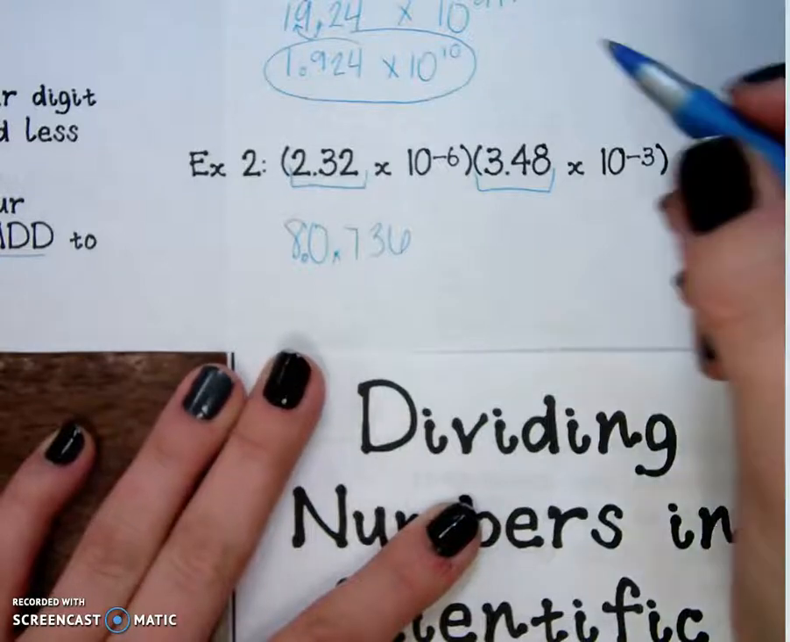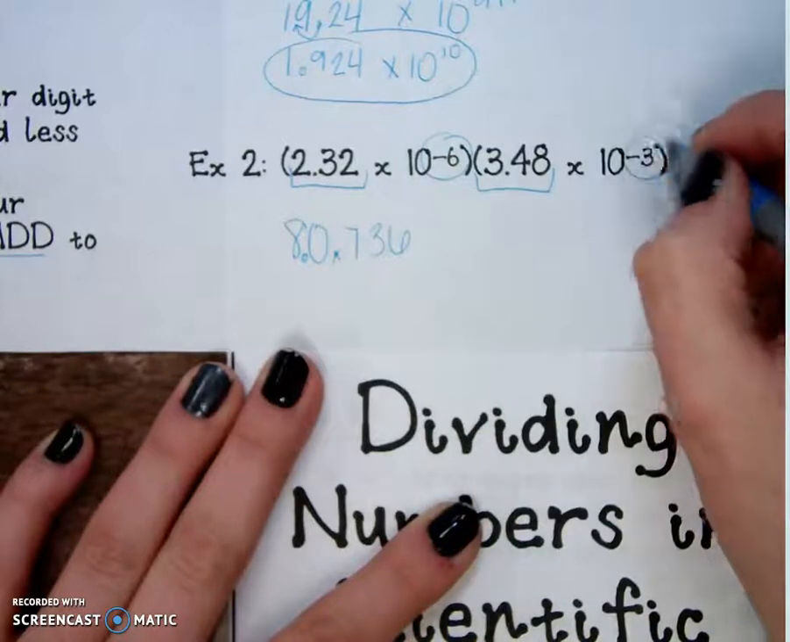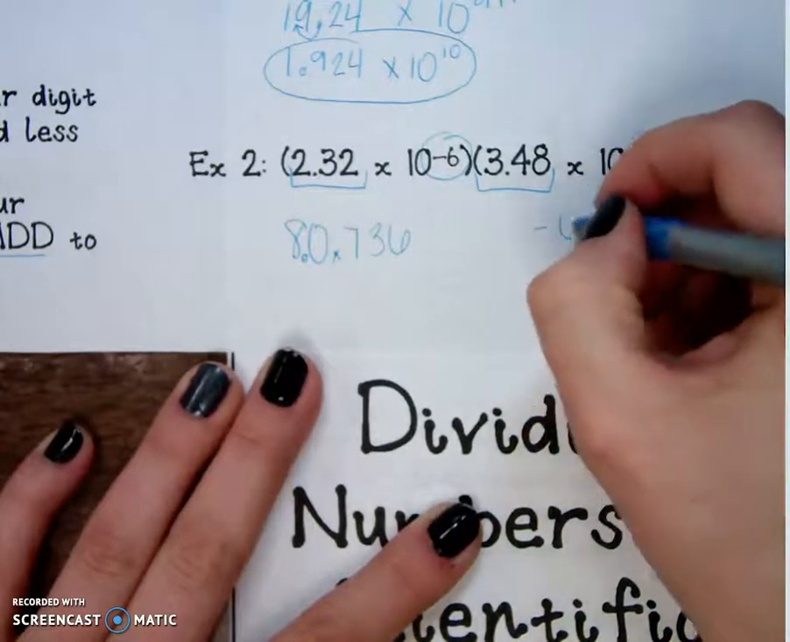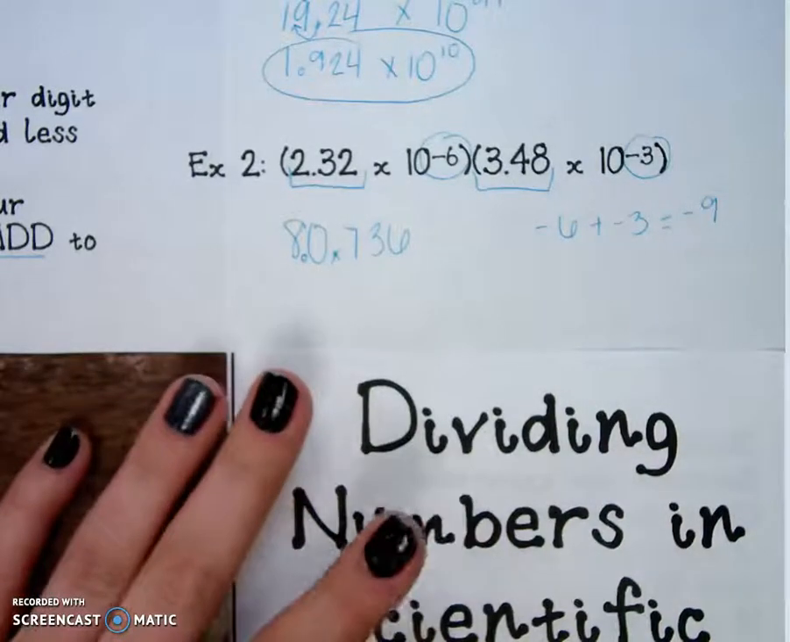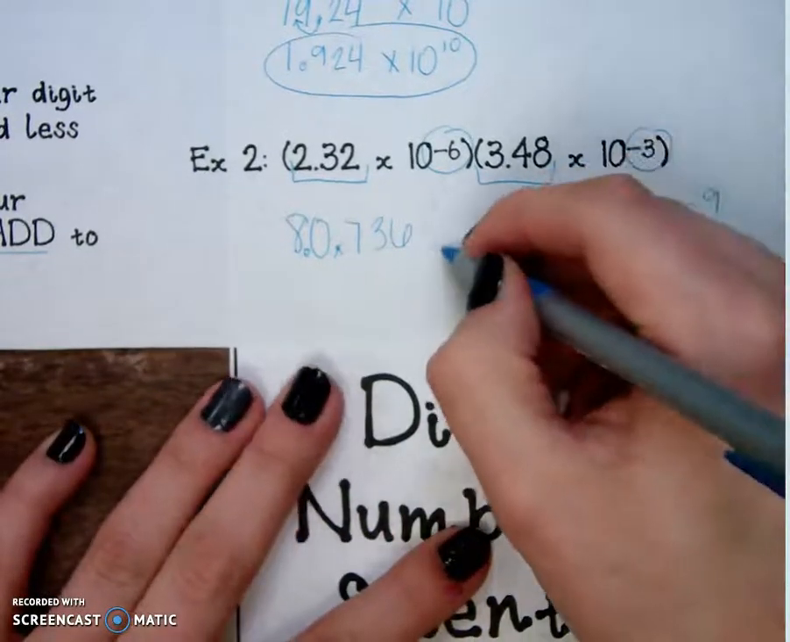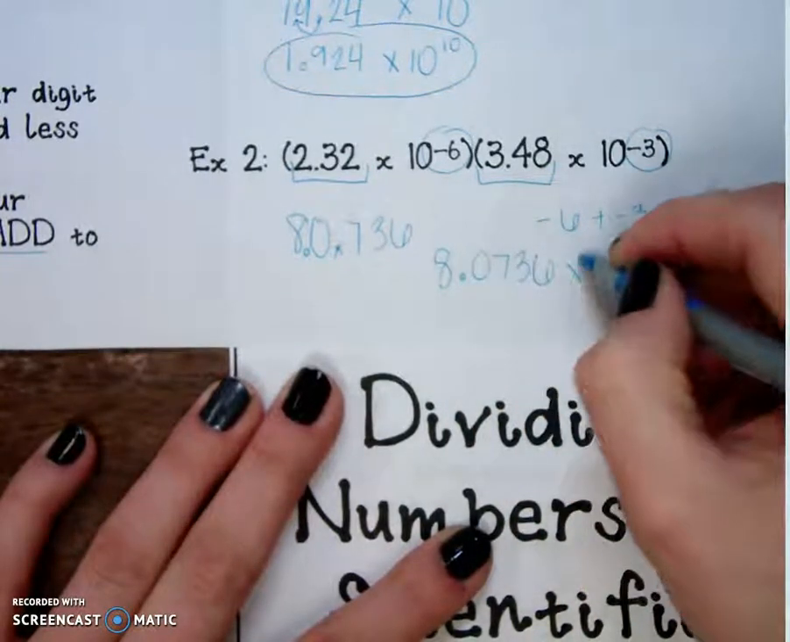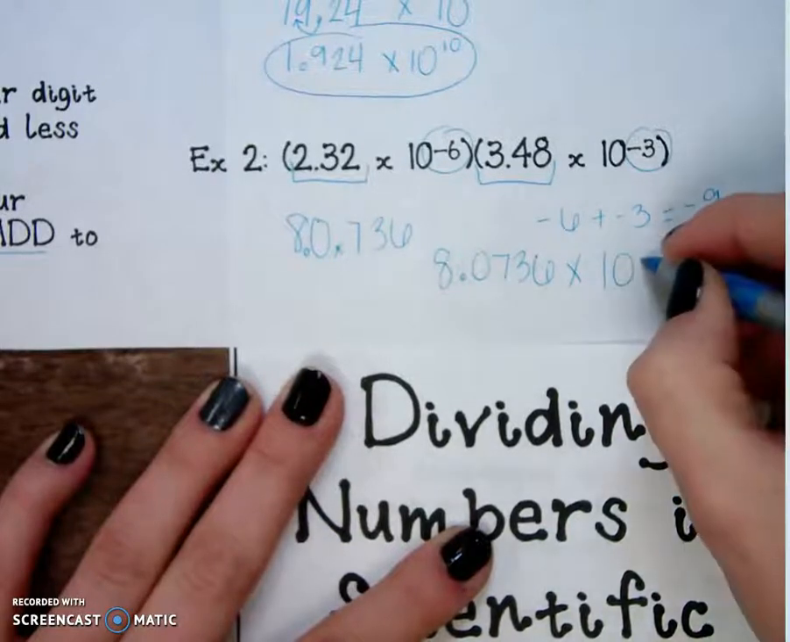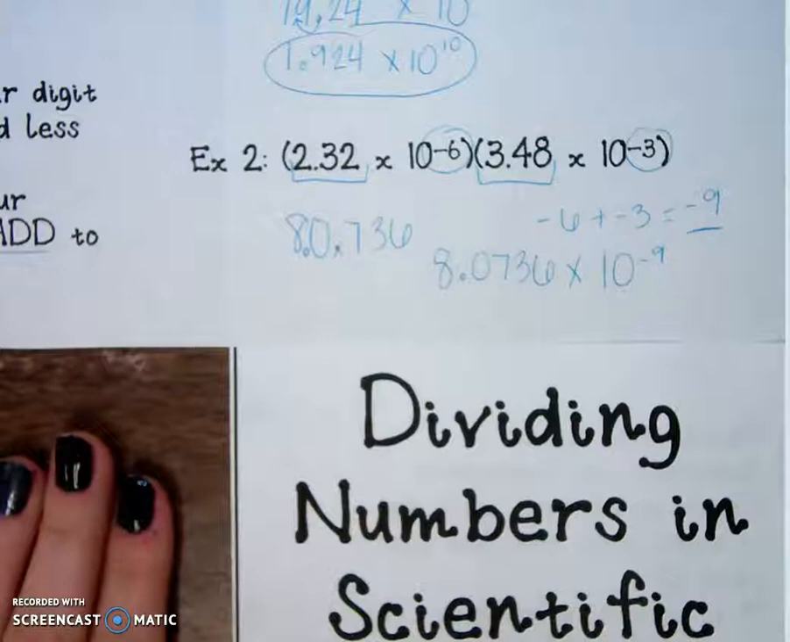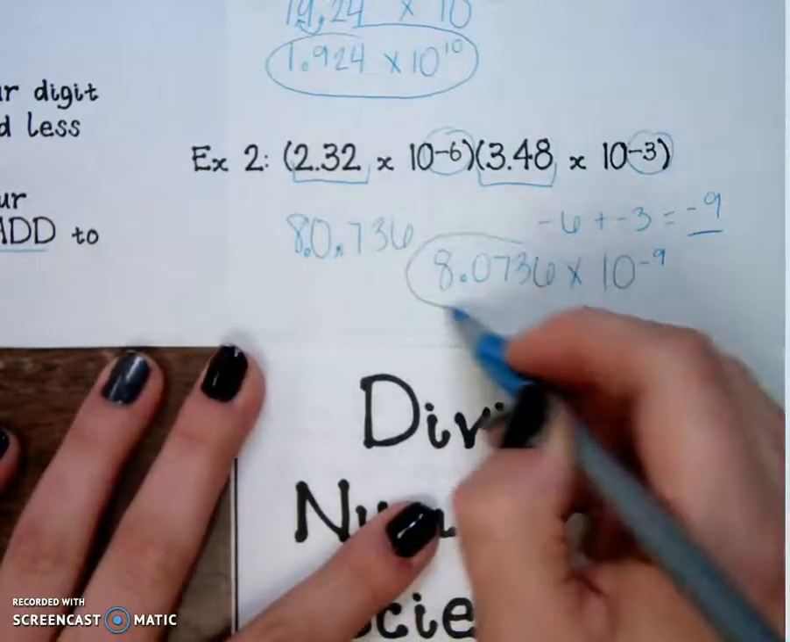And then we have to deal with our exponents. The rule is to add them. -6 plus -3 is -9. So our digit we have then is 8.0736 times our power of 10 to the -9th power. Our digit is between 1 and 10, so it is perfect. This is your final answer.